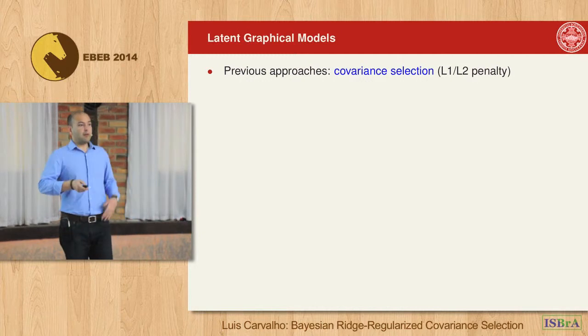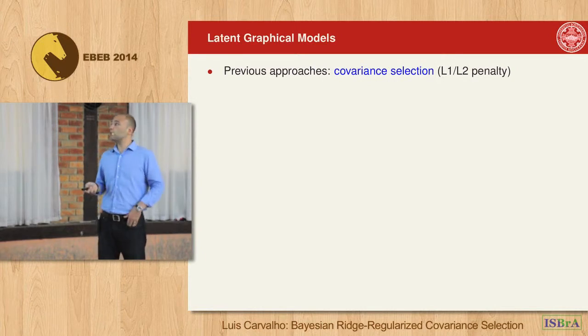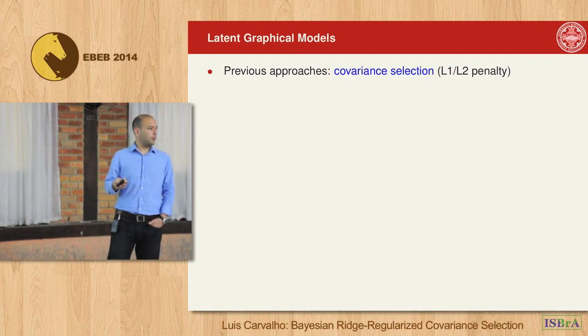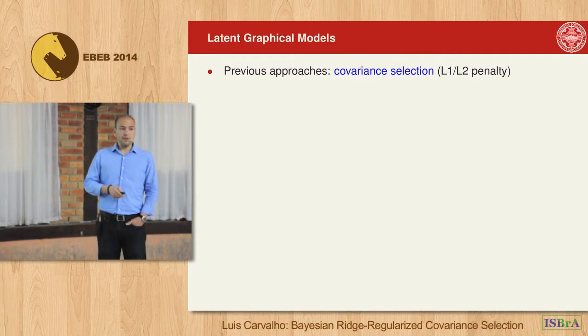So there are many previous approaches. I won't list the literature here, but as I said, this is an old problem. It's been around since the 70s, and there are many ways in which you can do this. The most common one is to look at this as a variable selection problem and put in L1 regularization or L2 regularization, that is, you do ridge regression or lasso and so on. So I won't talk about these.